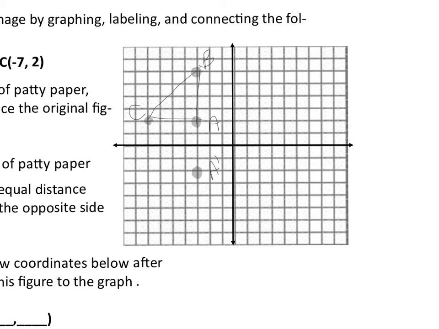For B, we note that it is 6 spaces above the x-axis, and therefore B prime will be 6 spaces below the x-axis. We note that C is 2 spaces above the x-axis, therefore C prime would be 2 spaces below the x-axis. And then we use our straight edge to draw our triangle. And now you have reflected triangle ABC over the x-axis.